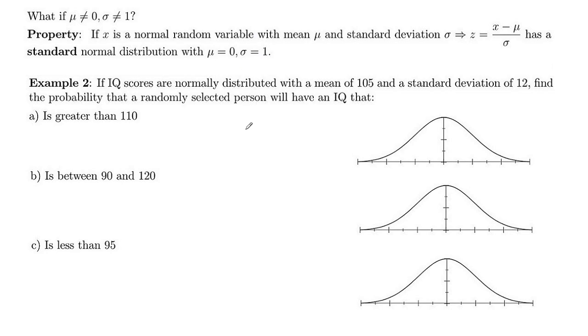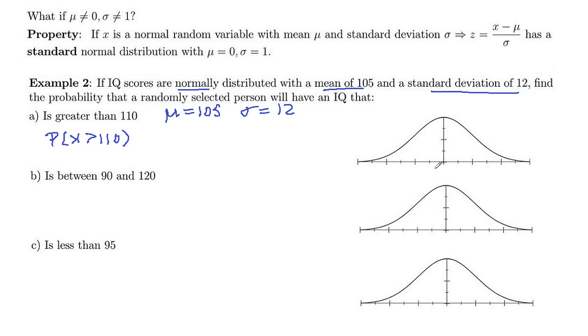So let's look at an example and use the distribution menu to help us out. IQ scores are normally distributed. They have a mean of 105, standard deviation of 12. So mean, mu, is equal to 105, and sigma, standard deviation, 12. And we want to find the probability that a randomly selected person will have an IQ that is greater than 110. So we're looking for the probability that x is greater than 110.